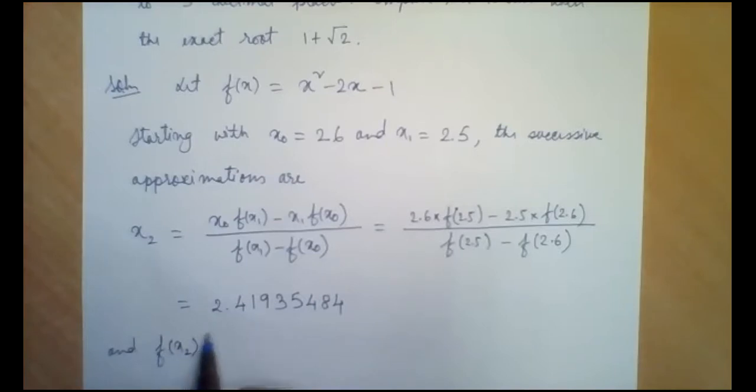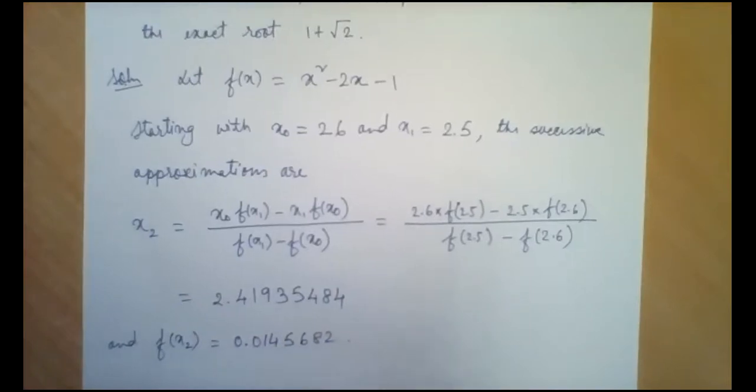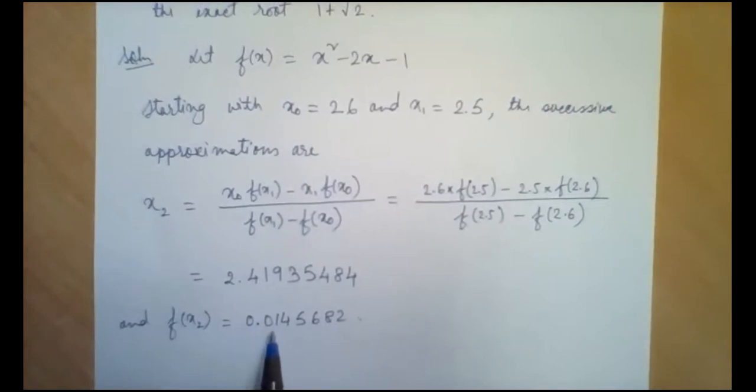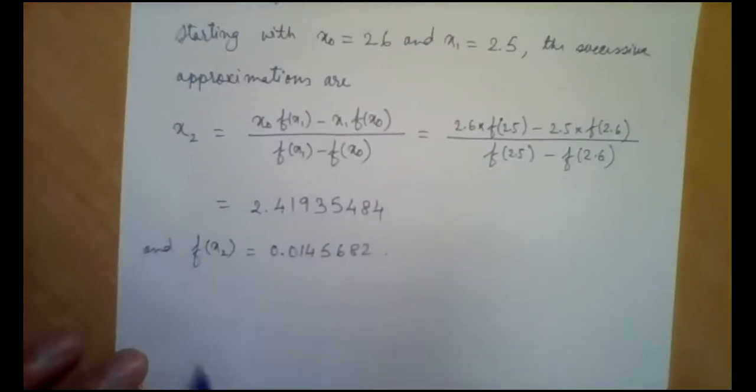The value of the function at x2 is 0.014562. Is it positive or negative? Because now the new interval will be the interval containing x1 and x2, so the new interval is x1 to x2. Then using this, we'll find the value of x3, the next approximation.